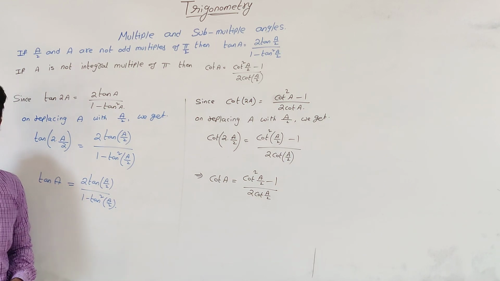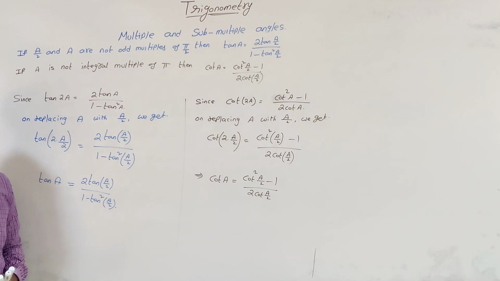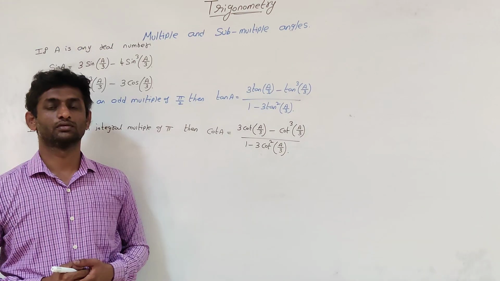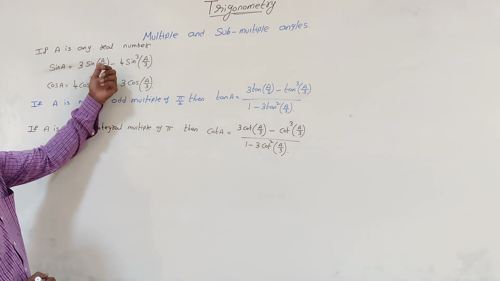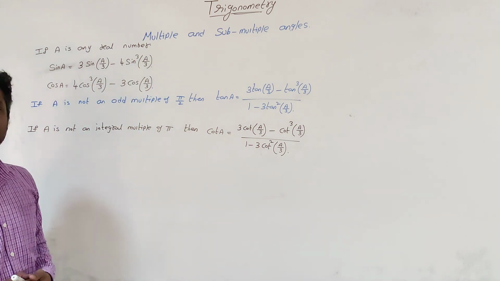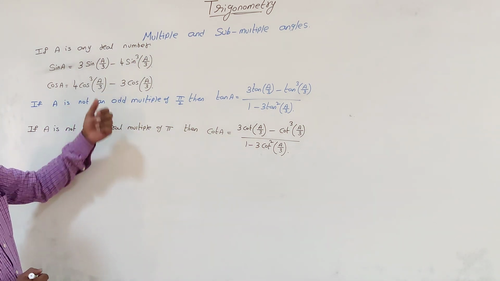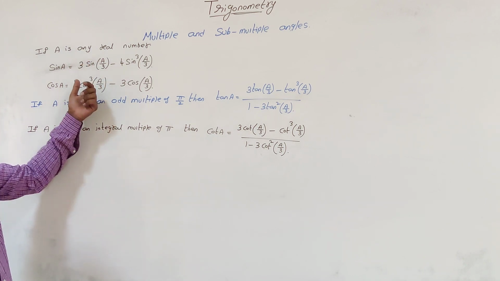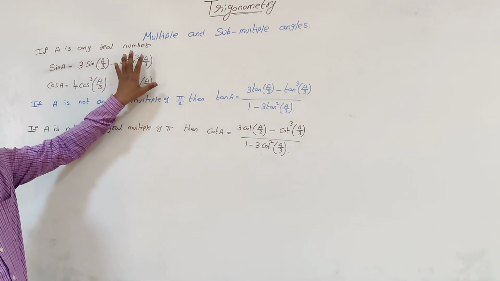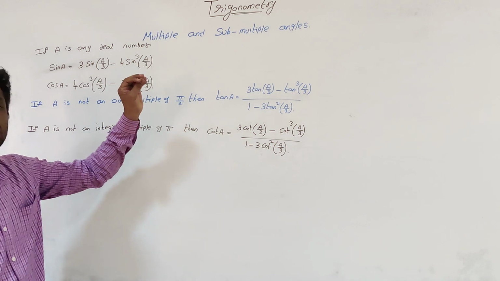Next, we'll go for 1/3 of the angle, from sin 3a, cos 3a, tan 3a and cot 3a. If a is any real number, then sin a is 3 sin of a by 3 minus 4 sin cube of a by 3. Cos a is 4 cos cube of a by 3 minus 3 cos of a by 3. So I will do one proof for you. It is similar to what we have seen for a by 2.